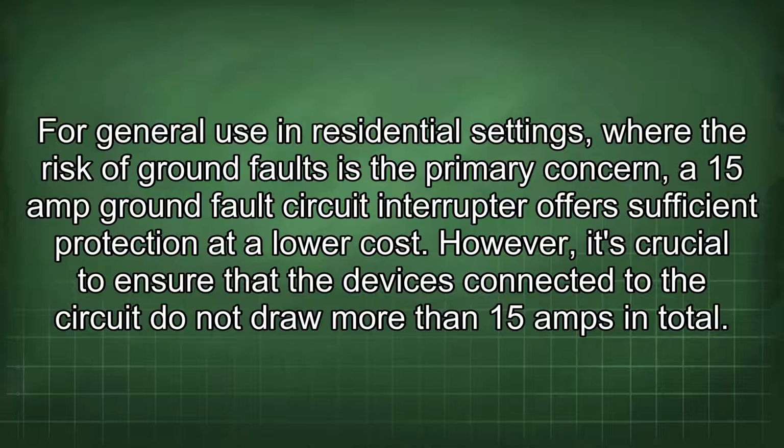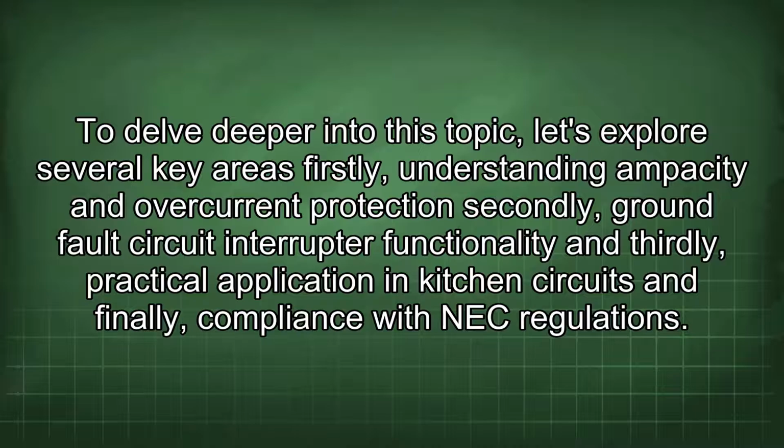For general use in residential settings, where the risk of ground faults is the primary concern, a 15 amp ground fault circuit interrupter offers sufficient protection at a lower cost. However, it's crucial to ensure that the devices connected to the circuit do not draw more than 15 amps in total. To delve deeper into this topic, let's explore several key areas. Firstly, understanding ampacity and overcurrent protection. Secondly, ground fault circuit interrupter functionality. And thirdly, practical application in kitchen circuits. And finally, compliance with NEC regulations.